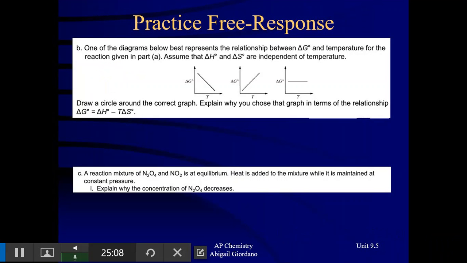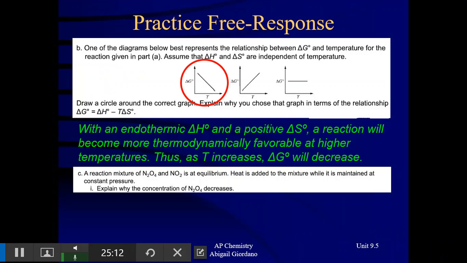So I'm hoping that you circled that graph as temperature. So I'll read what I said. With an endothermic delta H and a positive delta S, a reaction will become more thermodynamically favorable at higher temperatures. Thus, as T increases, delta G will decrease. Remember, a decreasing delta G means becoming more favorable. Okay.